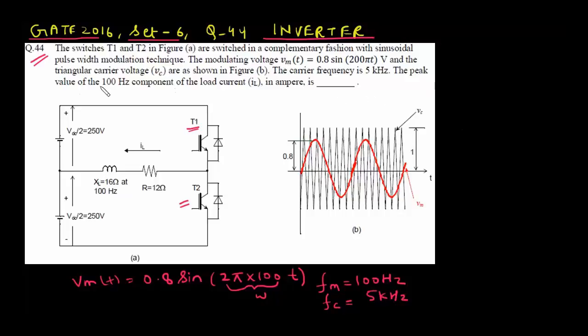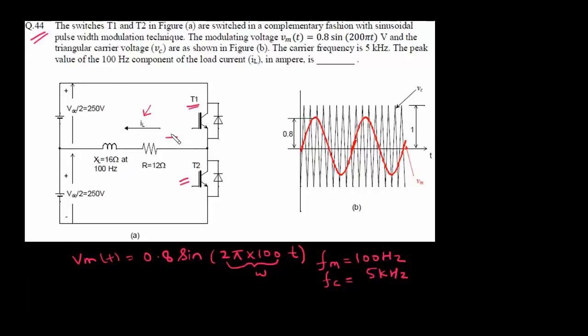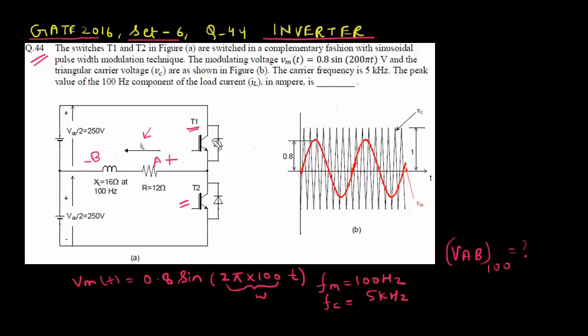The question asks for the peak value of the 100 Hz component of the load current IL in ampere. So we have to find the peak value of 100 Hz component in IL. Let's call the inverter output voltage VAB. So we need to find the 100 Hz component in VAB. When you get it, you can easily divide it by impedance to get IL.